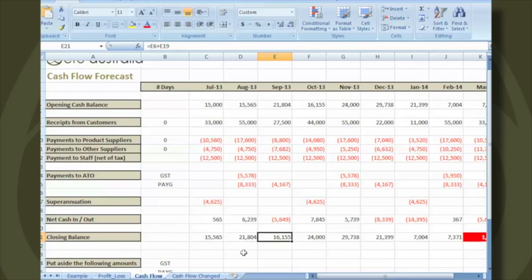That should then reflect what's in your bank account at the end of that month. And all we do is we just keep rolling that forward.